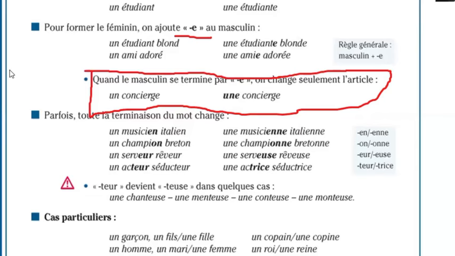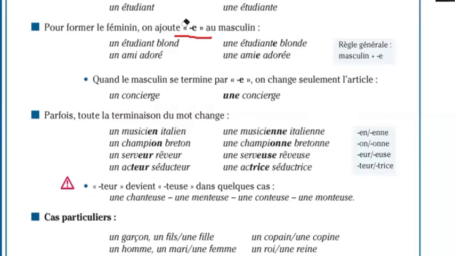Now, there are times when the masculine form of the noun ends in an E. All you do is change the article from masculine to feminine. An example is in front of you here. We'll call it concierge. So you have concierge as an example. Un concierge. All the writer did was change this particular article to become un, this un you see here. So that is what happens when the noun already ends in an E in French.